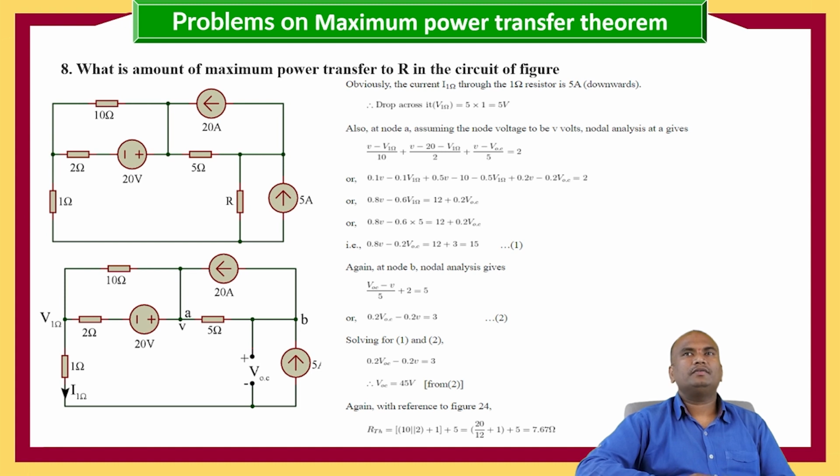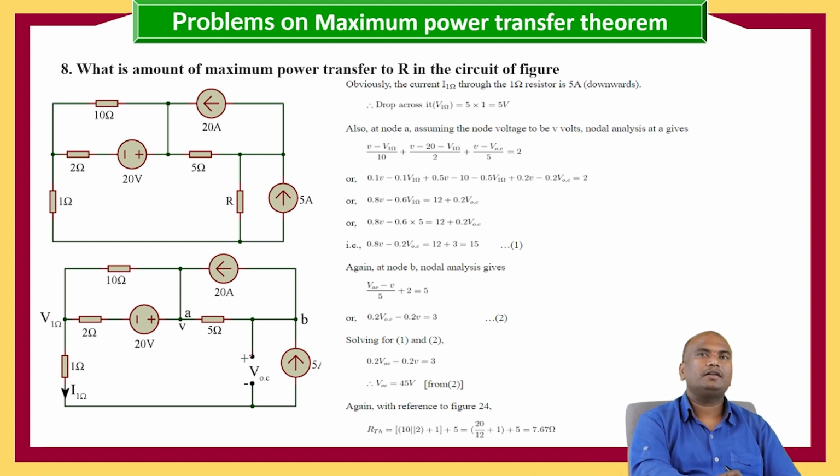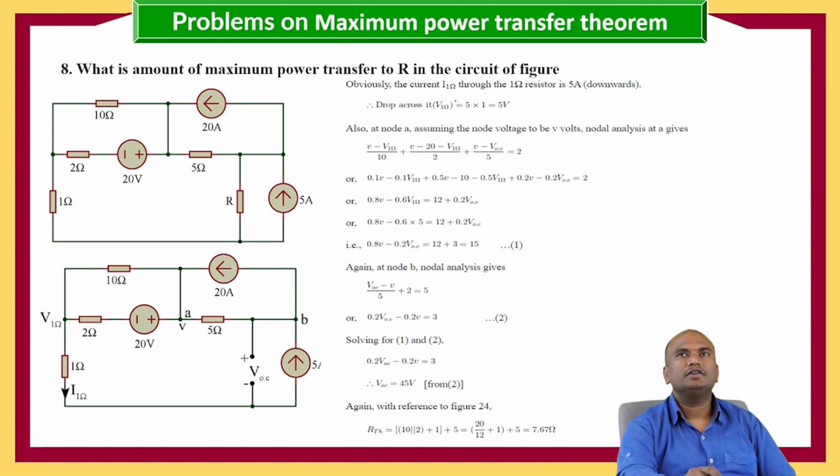And this is another complex problem, and we need to calculate what is the load resistance and what is the maximum power transfer in the given circuit. So for calculating the open circuit voltage, we are open circuiting these two terminals. And here, in order to calculate the open circuit voltage, first we are calculating the current flowing through the 1 ohm resistance, which is 5 amperes downwards. Drop across the 1 ohm is equal to 5 into 1, which is equal to 5 volts.